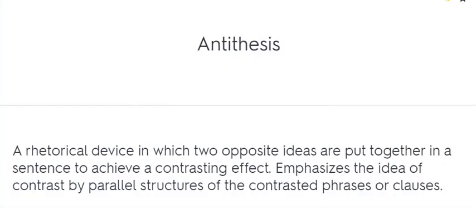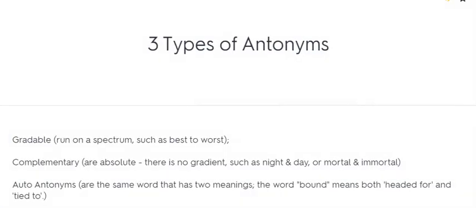Antithesis. A rhetorical device in which two opposite ideas are put together in a sentence to achieve a contrasting effect. It emphasizes the idea of contrast by parallel structures of the contrasted phrases or clauses. Three types of antonyms: gradable, complementary, autoantonyms.